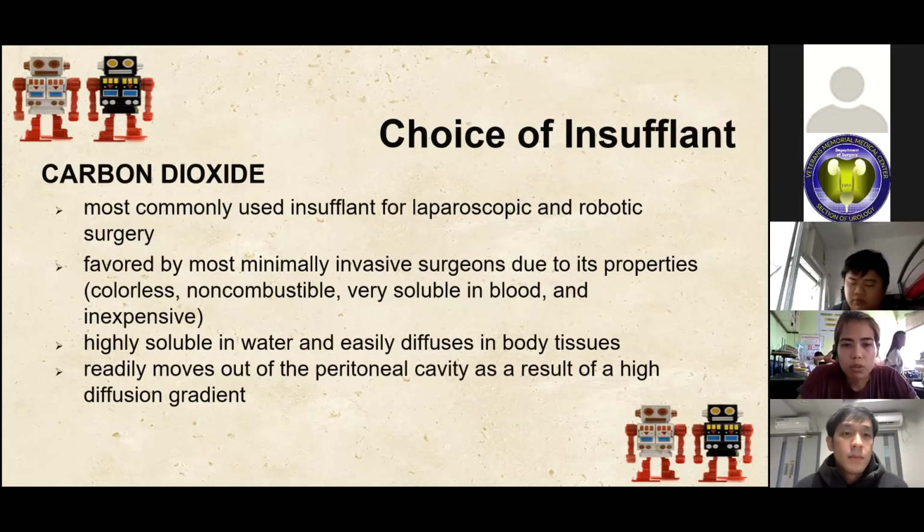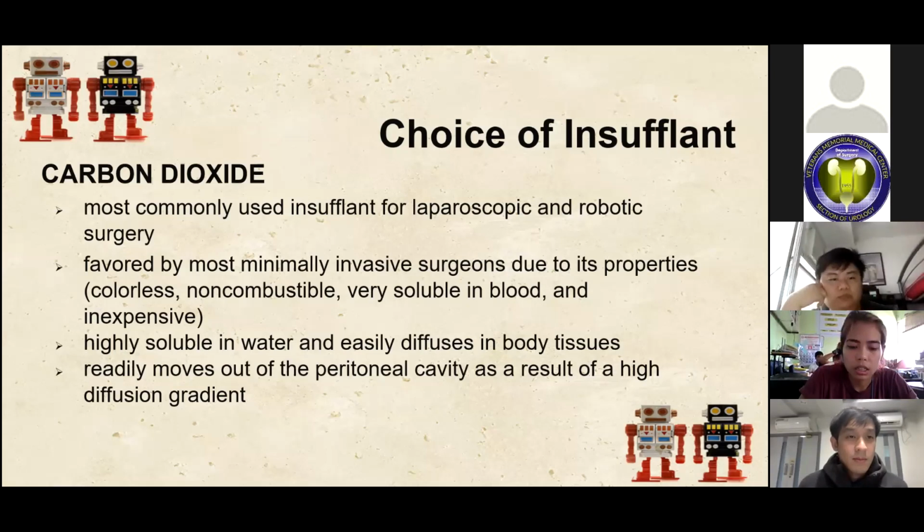It is favored by most minimally invasive surgeons due to its properties: it is colorless, non-flammable, very soluble in blood, and inexpensive. It has a higher solubility than air and in water, which makes it more easily diffusible in body tissues, and it readily moves out of the peritoneal cavity as a result of a high diffusion burden, thus reducing the risk for complications.